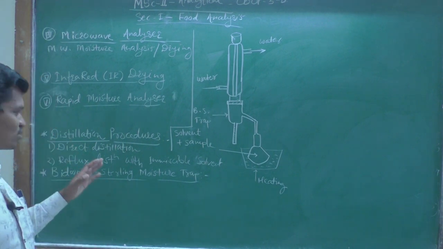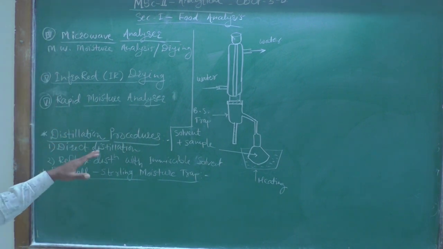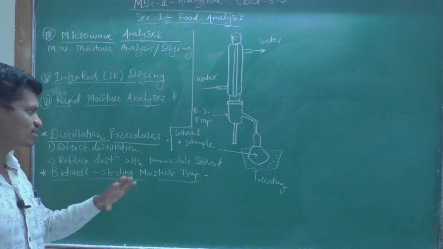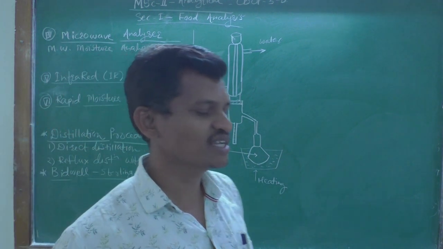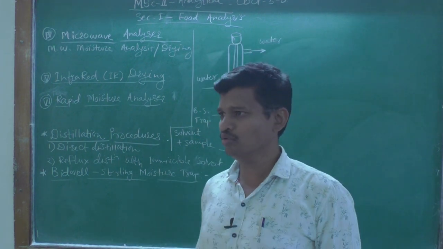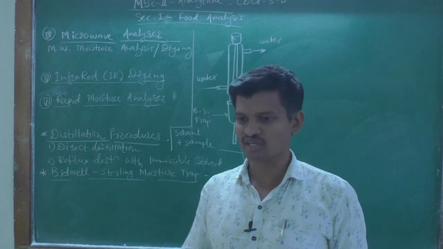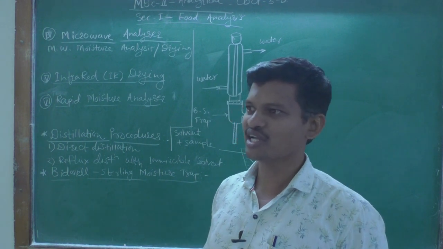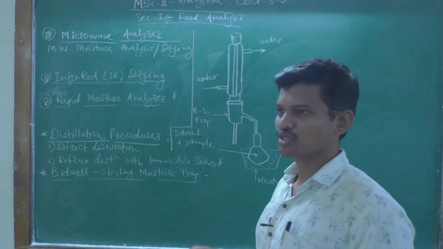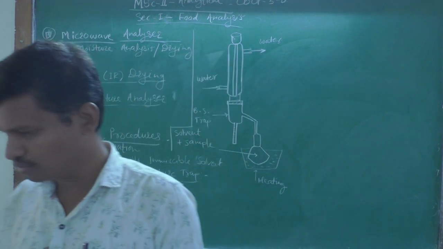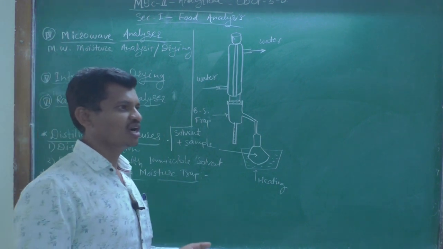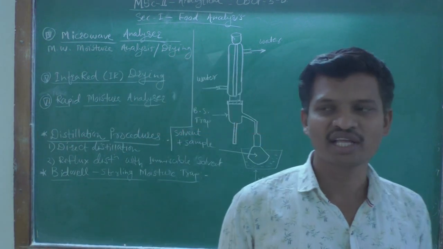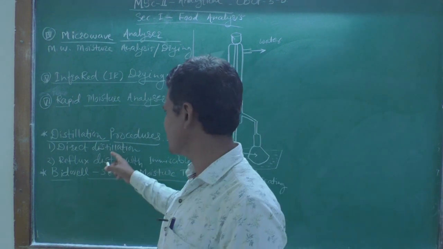There are two types of distillation processes for the analysis of moisture. The first one is direct distillation, and the second one is reflux distillation with immiscible solvent. So what is direct distillation? In direct distillation, the food sample which contains water or moisture is distilled out with an immiscible solvent, which has a higher or lower density than that of water. This is the direct distillation method.